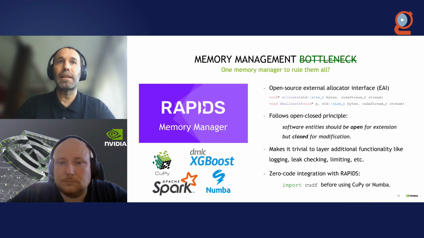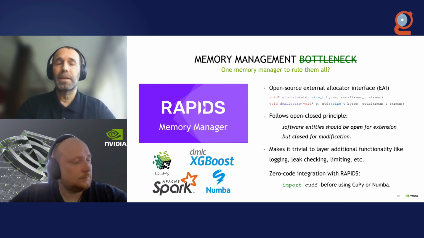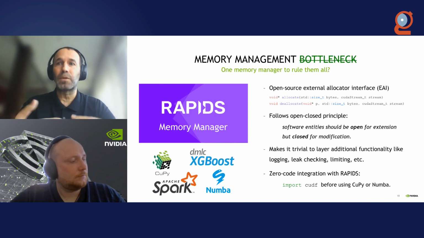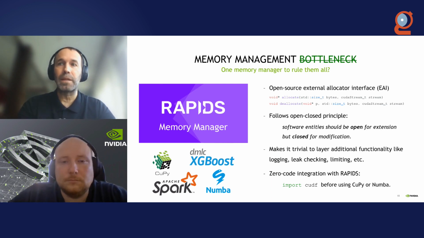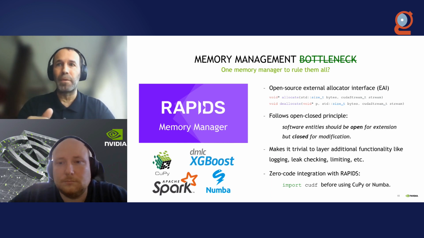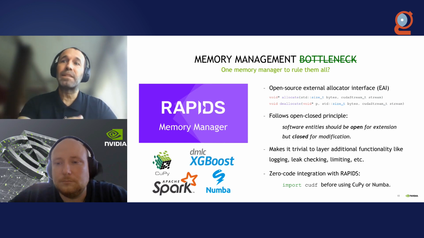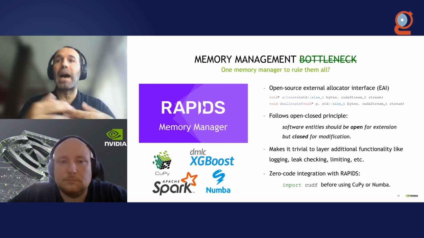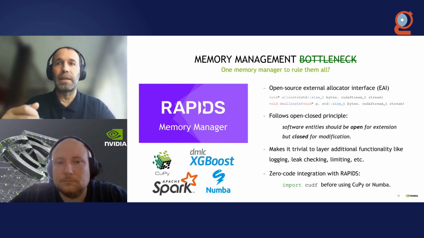Another interesting thing is that by having an external memory allocator like RMM, we can do lots of things on top of that. We can do logging, we can try and predict memory leaks, we can limit the amount of memory for each of the consumers. So by having that centralized point, we can add more features to what could be a vanilla memory allocator and deallocator.